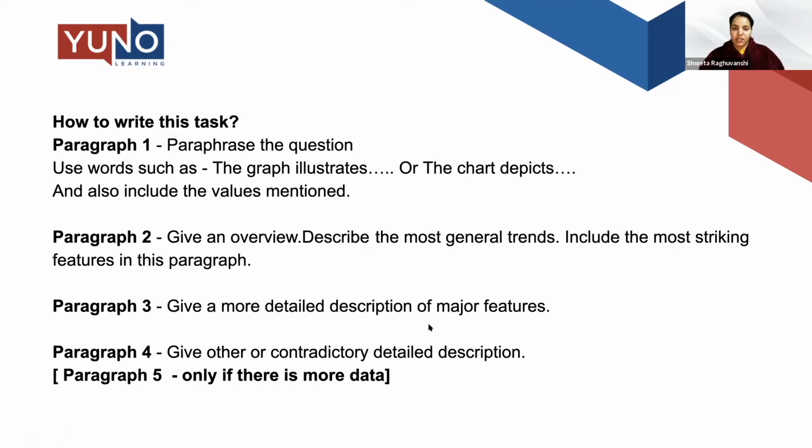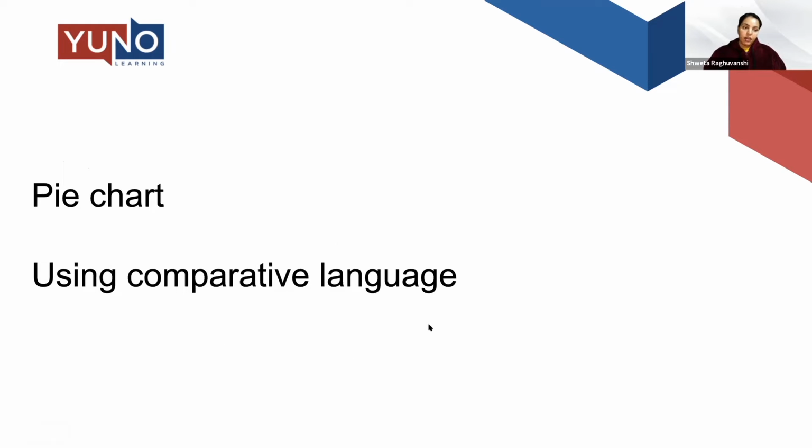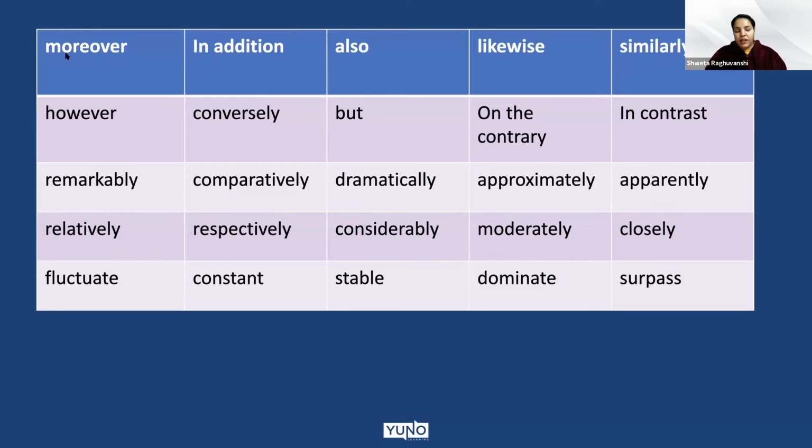Okay, and we are going to discuss a particular type of chart now. We have pie charts today. We're going to discuss pie charts and how we use comparative language. Comparative language means when you are differentiating between two things that are polar opposite of each other, totally opposite, right? For example, these are a few linking words that we use. Okay, so from this, let's do an exercise and figure out what words we use when we are comparing two things.